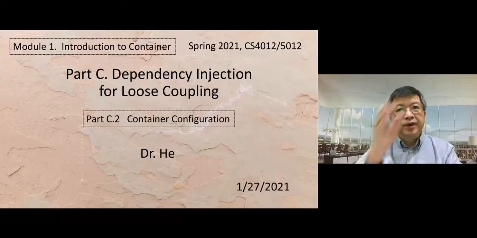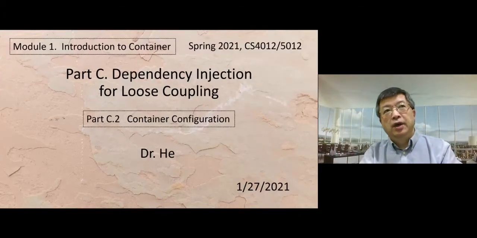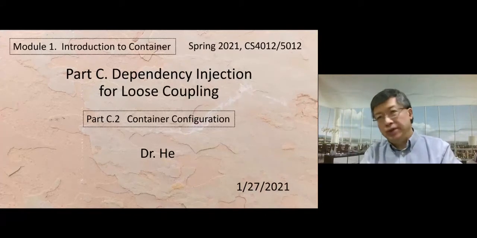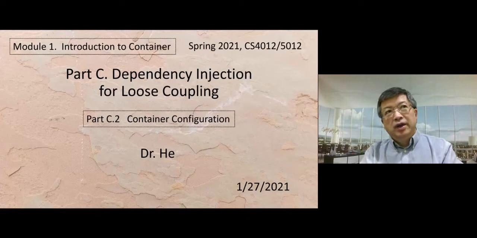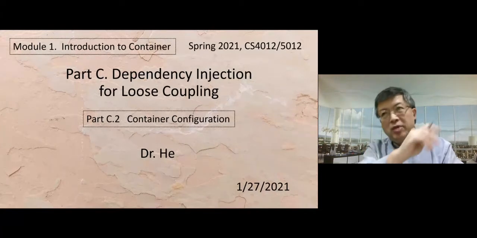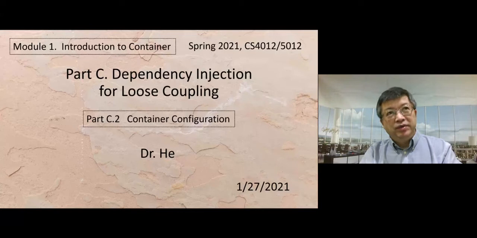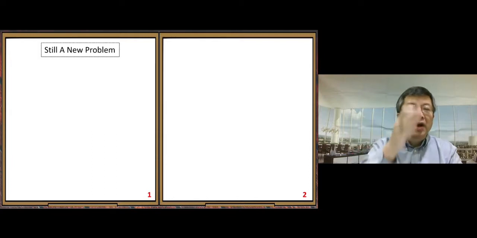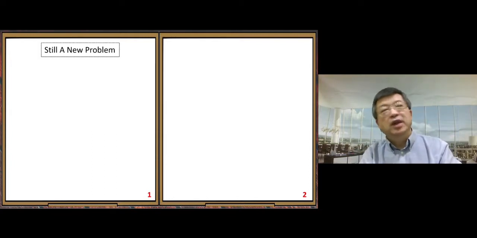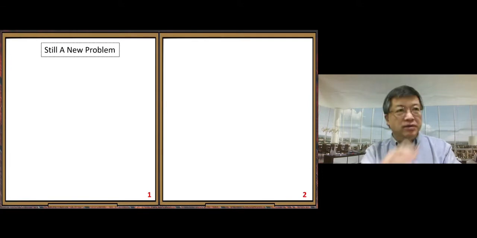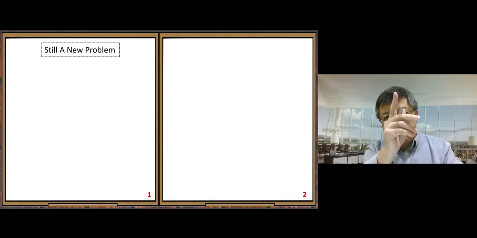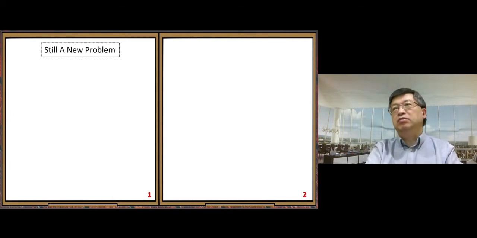Part C.2, container configuration. So we keep improving our current solution. There is another important step. We need to improve the solution. So let us look at the problem first. Still a new problem, even after we have done several rounds of improvements. Still, there is a big problem.